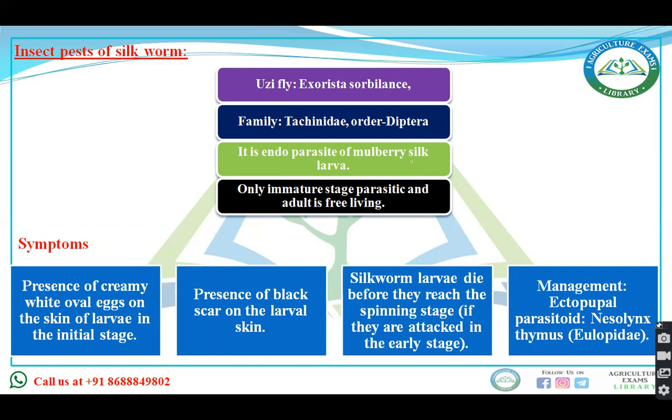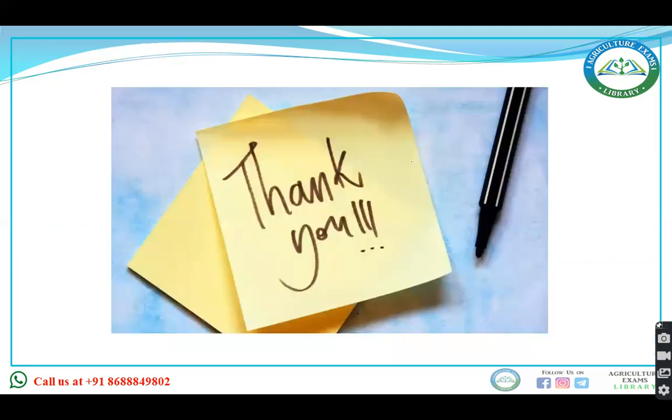Then mainly you have to go through the botanical names, host scientific names, host plants, and the important terminology regarding this chapter. That is enough for the examinations.